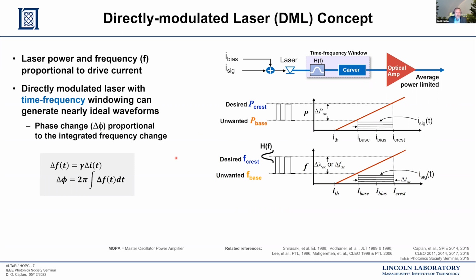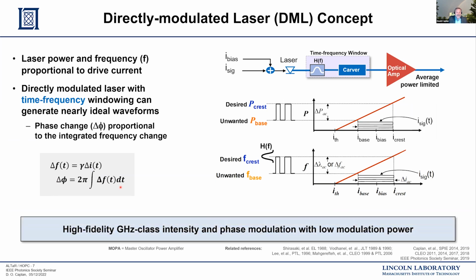The way this works effectively is the frequency shift you get from a directly modulated laser is proportional to the change in drive modulation current. But it turns out that the phase is mathematically related to this frequency shift, in that the phase is the integral of the frequency shift as a function of time. And so in this manner, you can adjust the parameters of a directly modulated laser to give both intensity and phase modulation with good waveform fidelity and low modulation power.